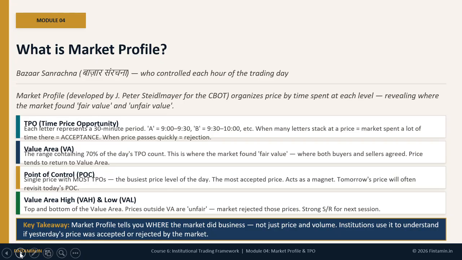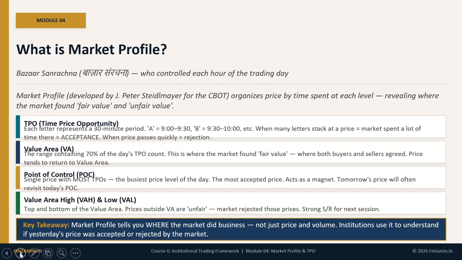TPO stands for time price opportunity. Each letter in a market profile represents a 30-minute trading period. A equals 9 to 9:30 a.m. B is 9:30 to 10 and so on through the session. When many letters stack at the same price level, the market spent a lot of time there. Acceptance. When price passes through quickly with few letters, rejection.